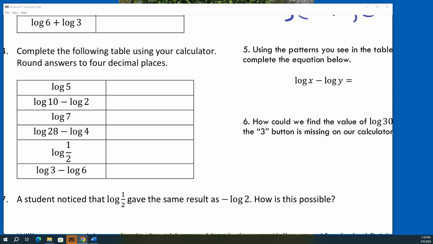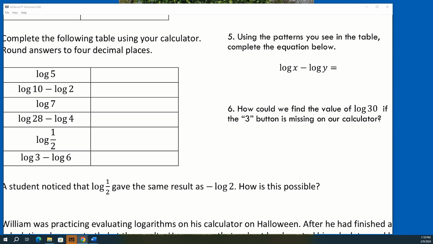All right, so it happened again. These were equal, and then these were equal, and then these were equal. All of these have subtraction. And so if it's two logarithms subtracted from each other, what do you do with the x and the y? Divide. So you can bring it as one logarithm where you do 10 divided by 2 is 5. 28 divided by 4 is 7.